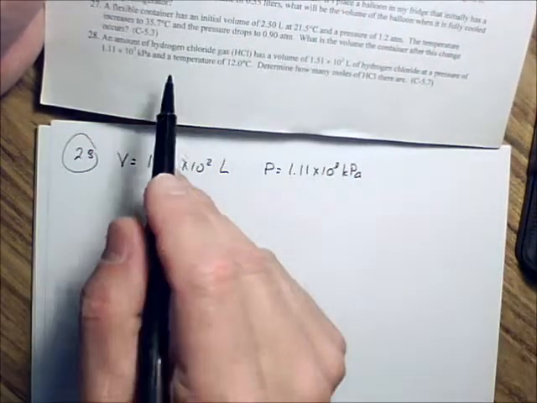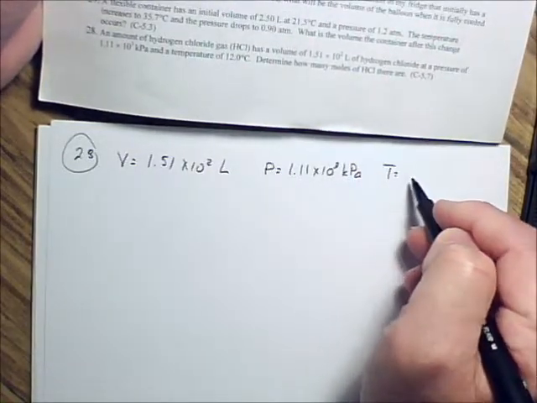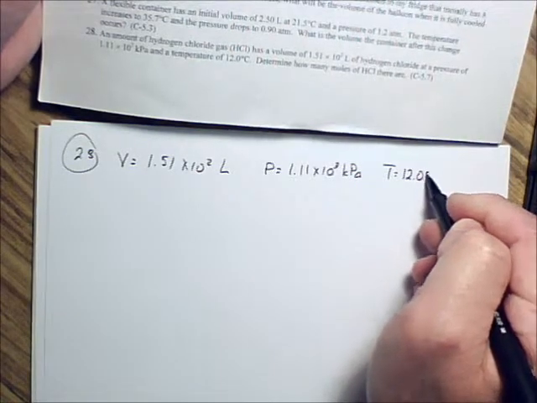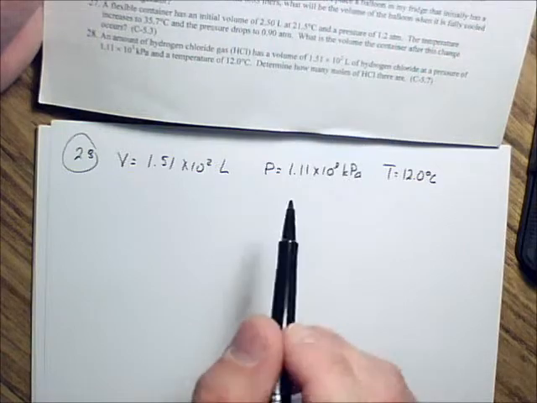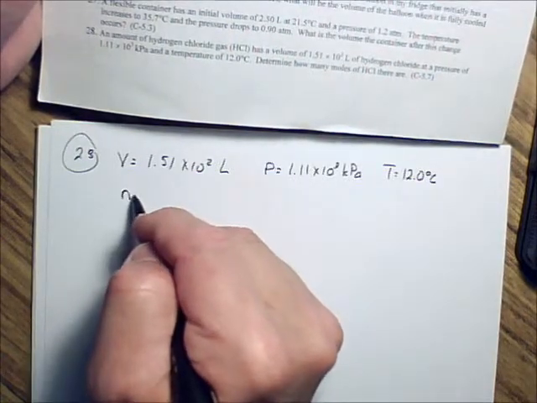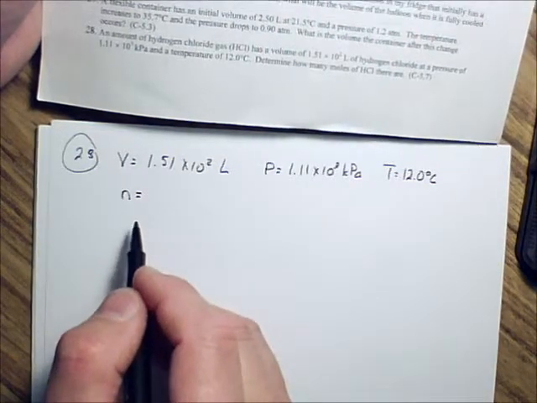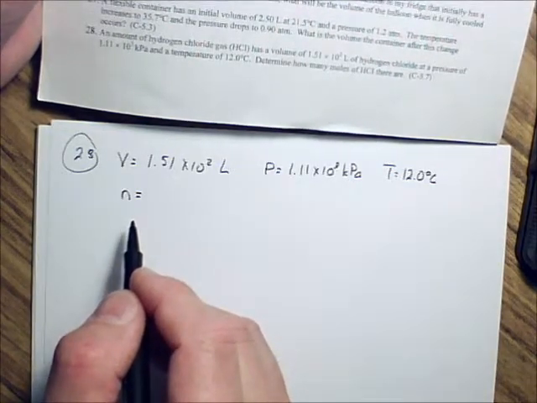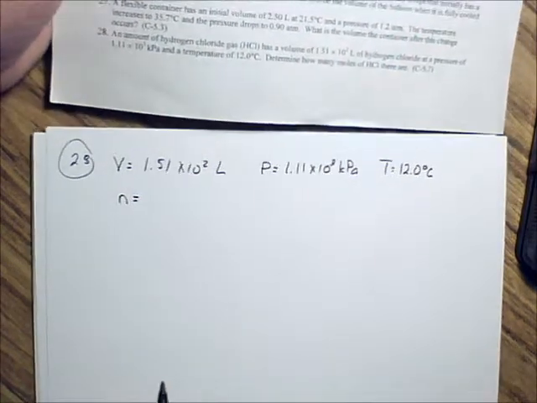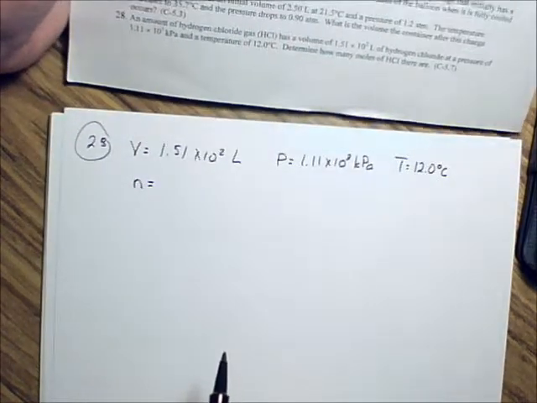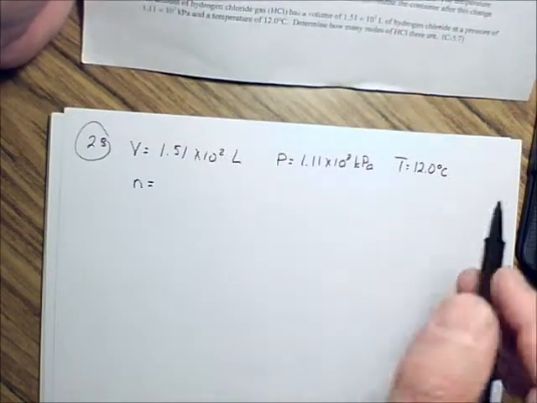All right? And a temperature, let's do temperature here. Temperature is 12.0 degrees C. And it asks you to find how many moles there are. Well, our symbol for moles is n. Technically, n actually stands for the amount of gas. However, the amount of any substance is measured in moles. Moles is the SI unit for the amount of substance.